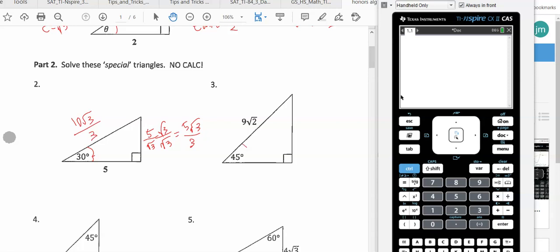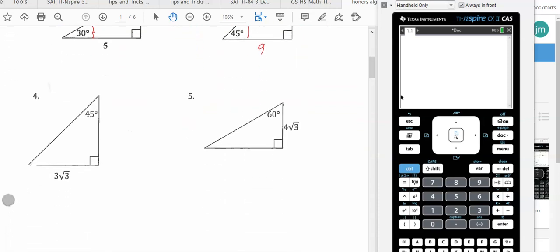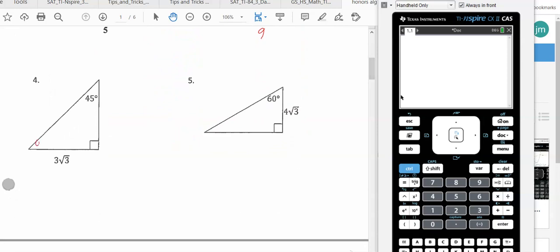45, 45, 90. Oh, this is nice. To go backwards, divide by square root of 2, so you get 9, and you get 9. I mean, technically, if you want to write in the missing angles there, that's 60, that's 45. I think that's almost assumed in these problems. But solving the triangle means find all the missing sides and angles. So this one's 45, this one's 30, clearly.